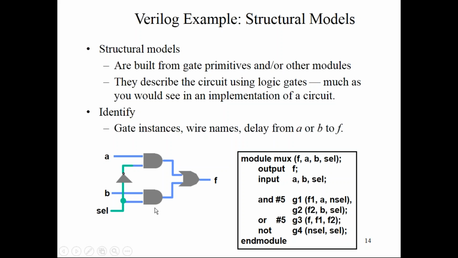Whenever you are writing the primitive, the output must come first, and next follow the inputs. So here this is the NSEL, and here you are having A, and here you are having B, and this is SEL. Here you are using the comma because I am using the same AND keyword for both the gates. In the case of using separate statements, I have to use AND G1 F1 comma A comma NSEL semicolon. Then AND G2 of F2 comma B comma SEL. Likewise, we have to define.